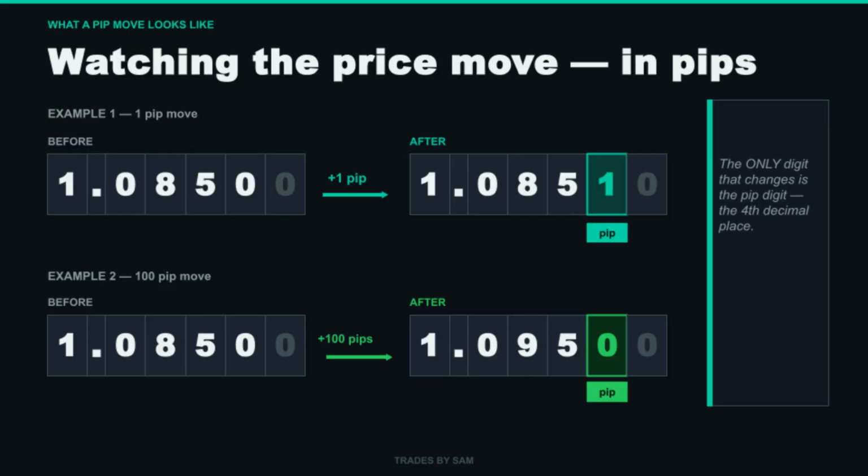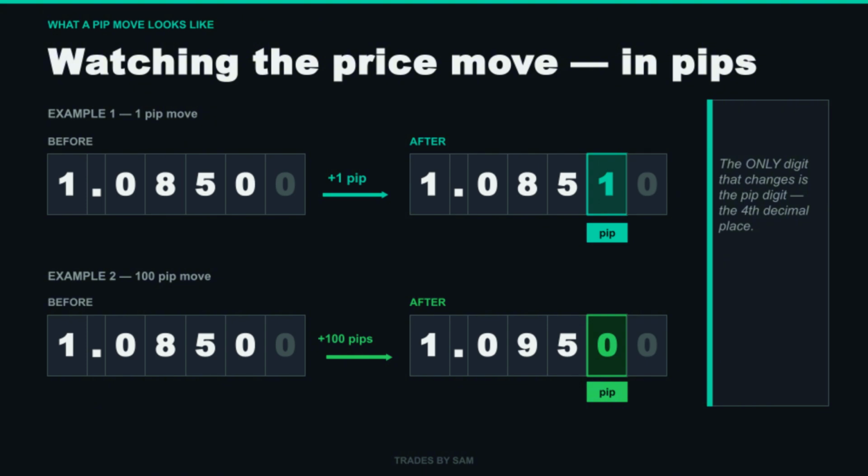So if Euro US dollar moves from 1.0850 to 1.0851, that's a 1 pip move. If it moves from 1.0850 to 1.0950, that's a 100 pip move.